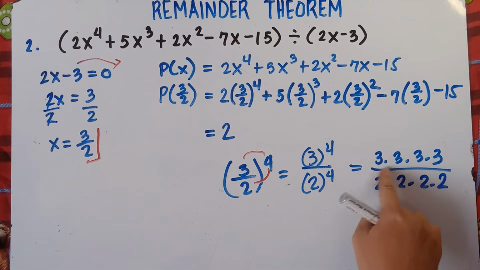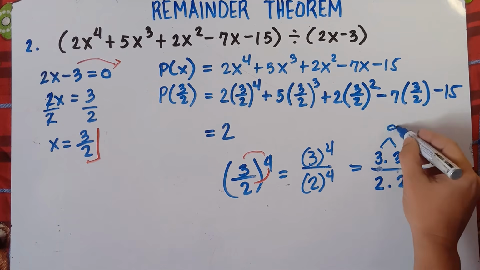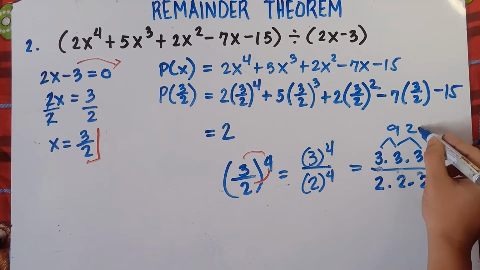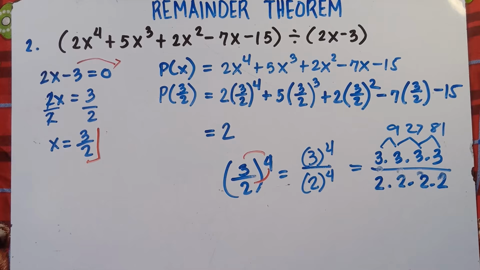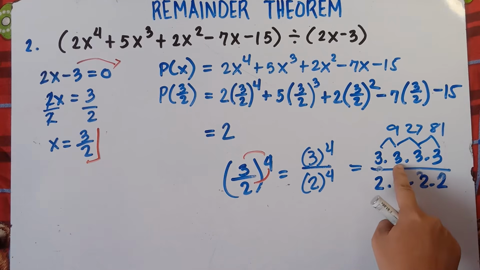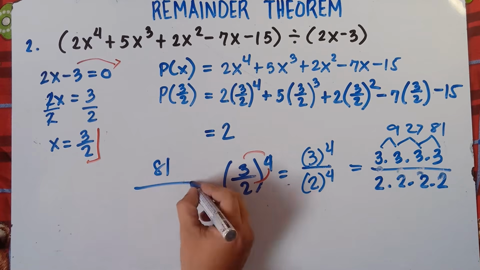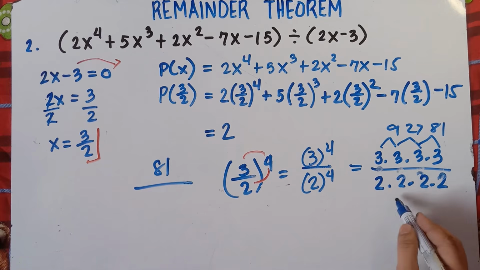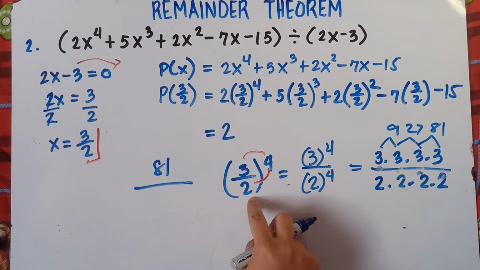Alright, and 3 times 3 times 3 times 3. So 3 times 3 is 9, times 3 is 27, times 3 is 81. So this will be 81 over 2 raised to the power of 4. 2 times 2 times 2 times 2. So you multiply 2 by itself 4 times.